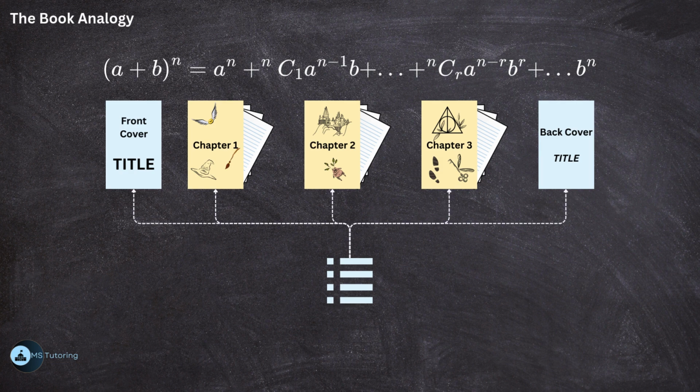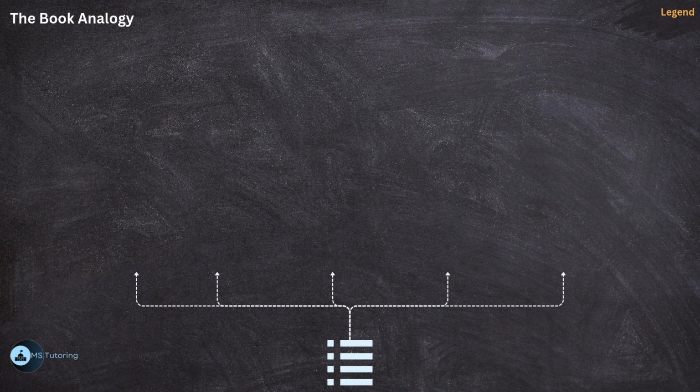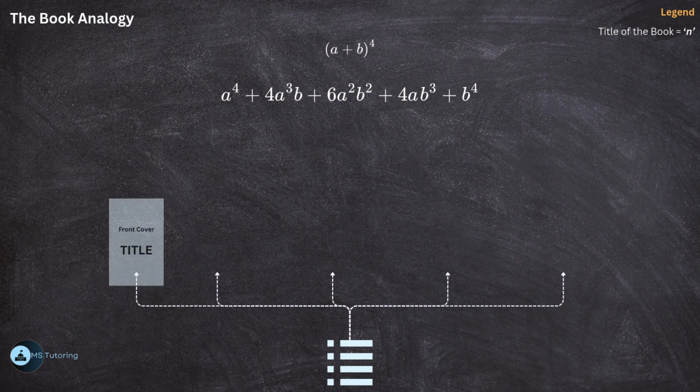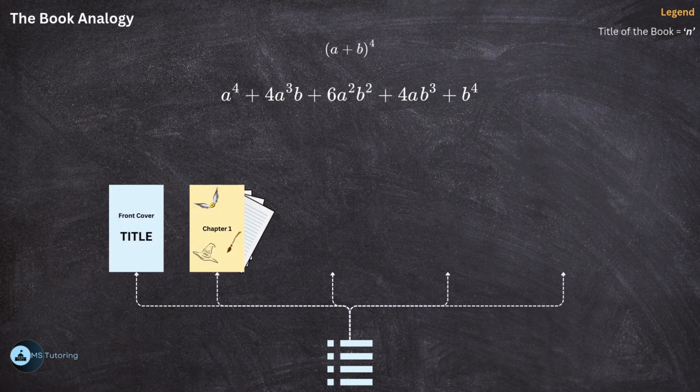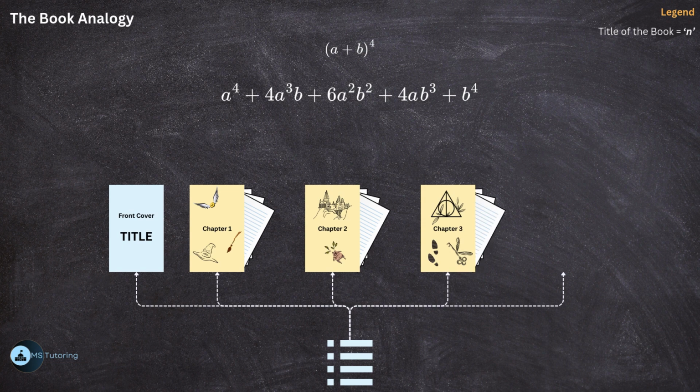Let's start tying everything together. We're going to say that the title of our book is n, the same n that is the exponent of our binomial expression. Now, if our book's title is n, then it will have a total of n plus 1 chapters. So here, with an n of 4, our book will have 5 total chapters. Chapter 0, the title page, and chapters 1, 2, 3, and 4, the back cover.